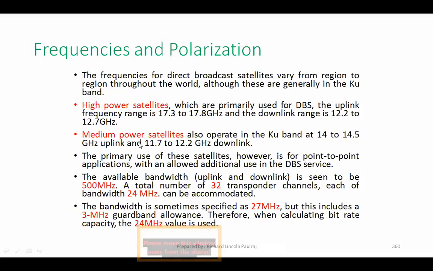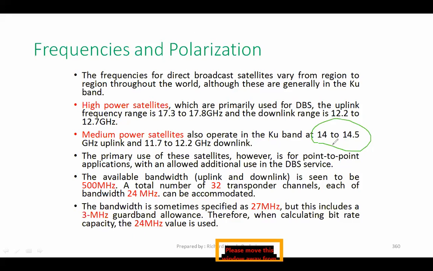Medium power satellites also operate in Ku band at 14 to 14.5 gigahertz uplink. So you can see that here it's a little lesser. It's about 14.5, and here it's about 17.5. So the frequency of operation is actually coming down. And the downlink also does change, right? For downlink here it was about 12.5, right? But then here it's about 11.5. So the downlink also does change.